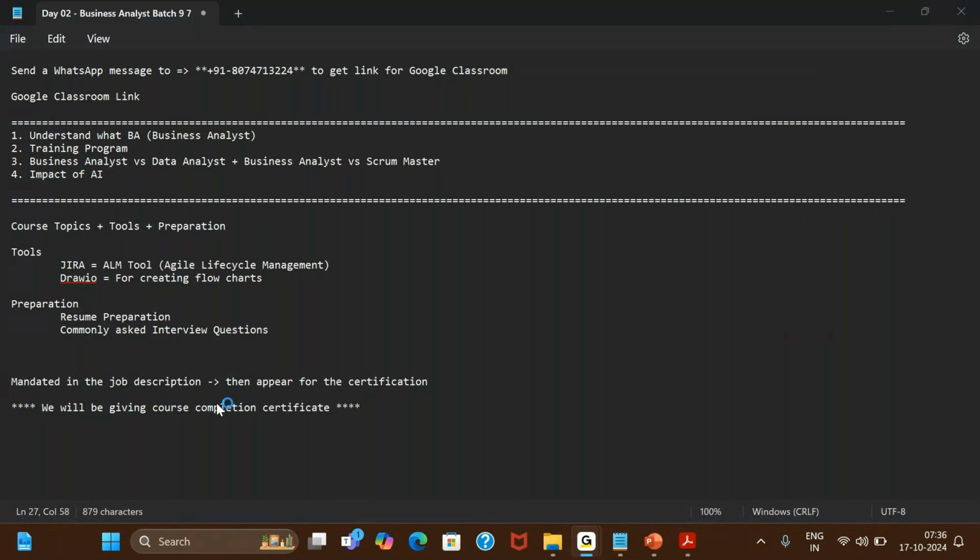Now, this BABOK guide definitely tells you that you will be doing some additional activities, but will you be doing those additional activities on a daily or weekly basis? No. Even I appeared for that certification. It's a lot more theoretical in nature. The only problem with that certificate is it is a lot more theoretical.